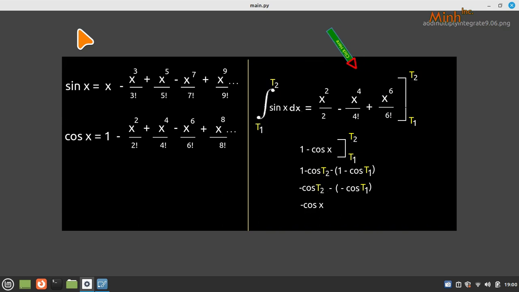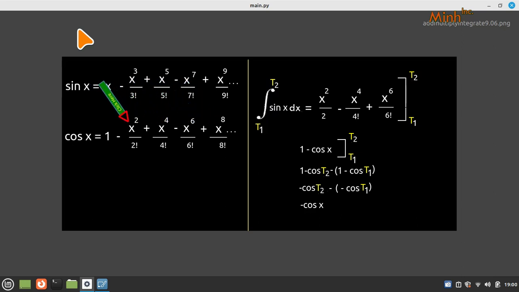So since integration is an area, it has a range. Area cannot be in a single dimension, so it has a range. Now for cos x, if I see 1 minus x square, this is what it is. So whatever we have achieved here, from here to here, this is what we have achieved.